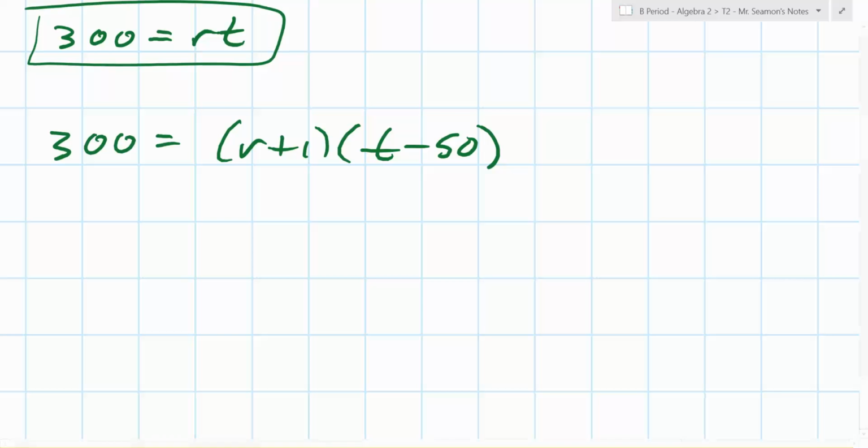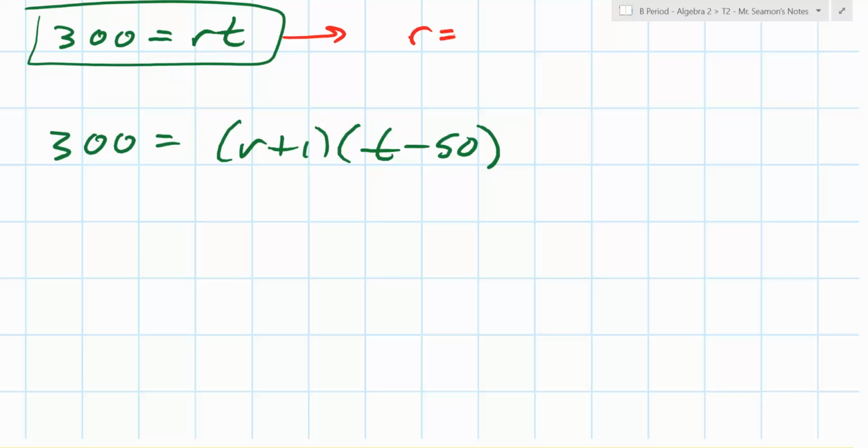What could you isolate? R or T. Excellent answer. R or T. What do you want to isolate? Let's isolate R. If we isolate R, can someone tell me what R equals? What does R equal if you isolate? Minus 300. No. Take a look at the board and tell me what R equals.